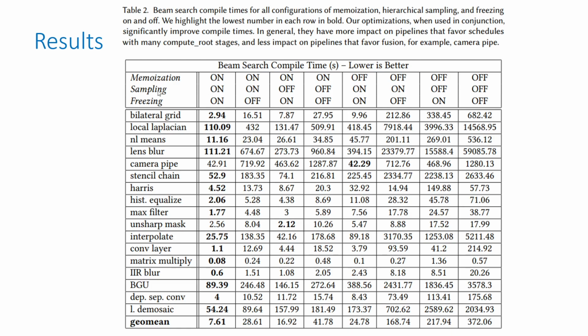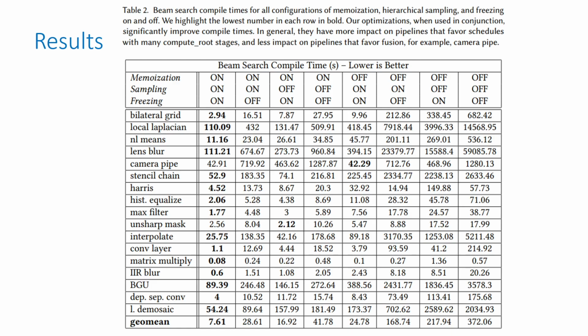So it's like memoization doesn't make much of a difference in the camera pipe, which tells me that there are not many redundant schedule features in there, so memoization doesn't make a difference. And in this one, you get almost the same. So you can see that in this case, hierarchical sampling doesn't make a difference for some reason. But usually when you have the three on, you get a significant reduction in compile time, which is the purpose of them.